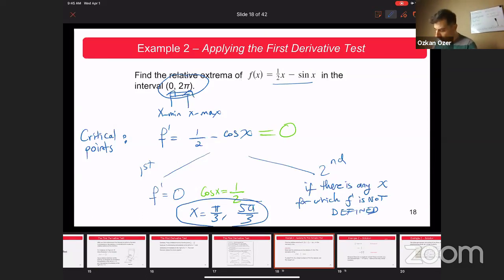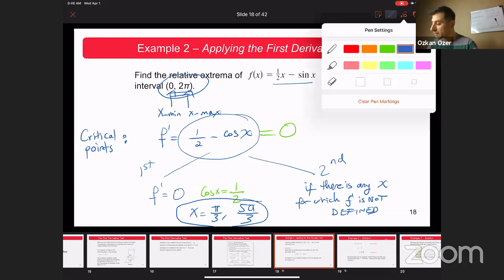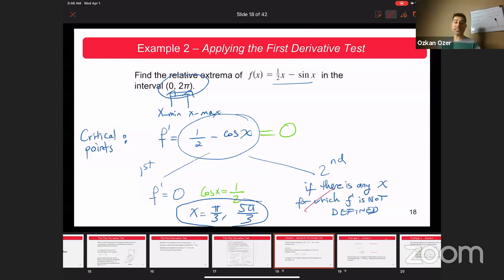Okay, but since we're again on the interval 0 to 2 pi, these are the only 2 candidates for critical points. For the second type of critical points, we don't have any because we have 1/2 minus cosine x defined everywhere. So I can go ahead and just say that there is no critical point of the second kind because f prime is defined for every x, and in particular, it's defined on the interval 0 to 2 pi. Okay. All right.